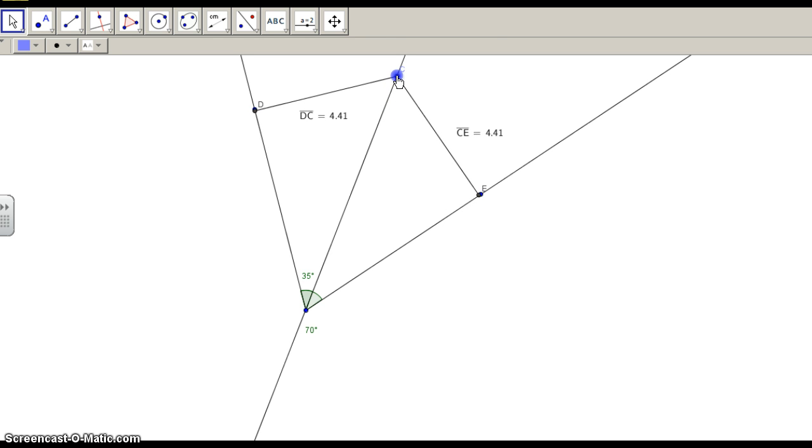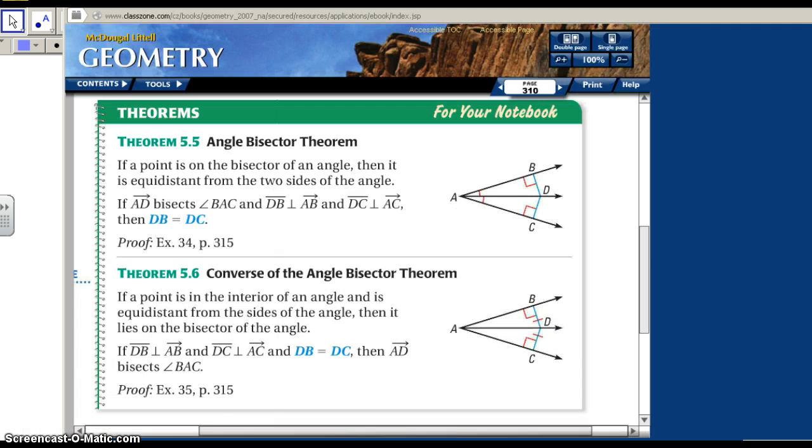That is a demonstration of the angle bisector theorem. So the angle bisector theorem, let's bring up the angle bisector theorem. Right there. Copy the angle bisector theorem and its converse into your notebook.